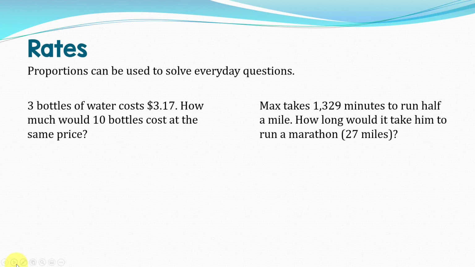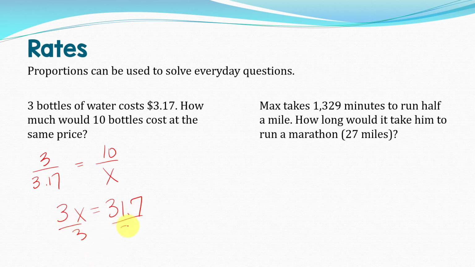If 3 bottles of water cost $3.17, how much would 10 bottles cost at the same price? So we could say, 3 bottles at $3.17 equals 10 bottles at how much? You could set up a little proportion like that, and then cross multiply. 3x equals 10 times 3.17, so that'd be 31.7. Divide by 3, and x equals that.